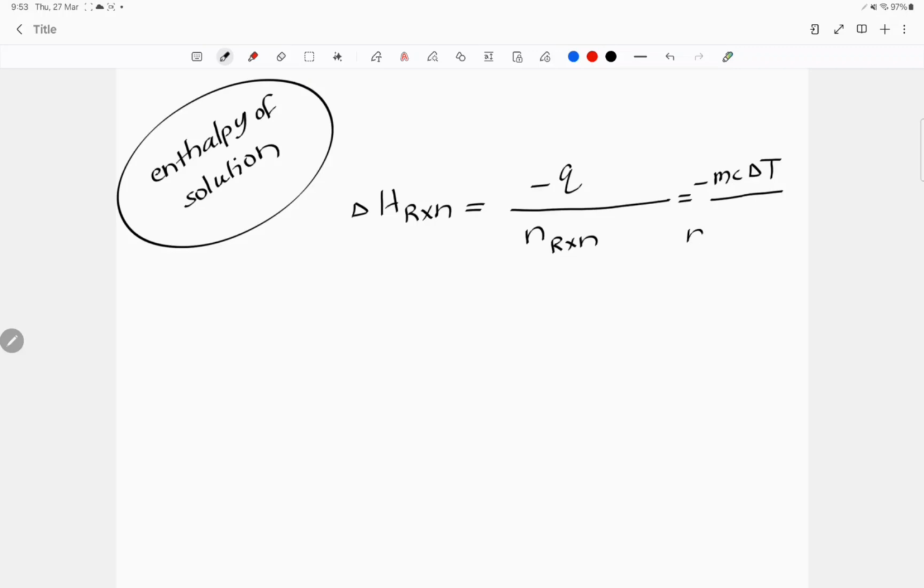n reaction means the moles of the limiting reactant divided by the coefficient. That's if we have a limiting reactant. Like if we have two reactants, one of them is going to be limiting. If we have a single reactant, that's going to be the limiting one.